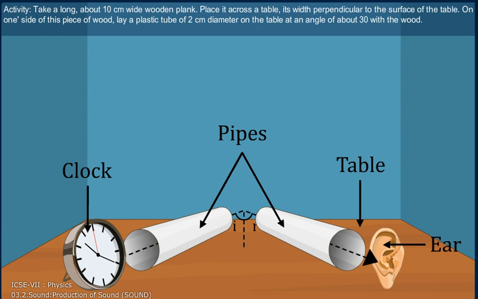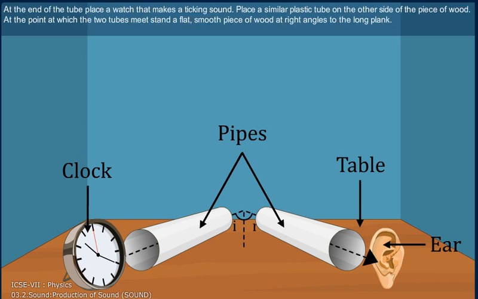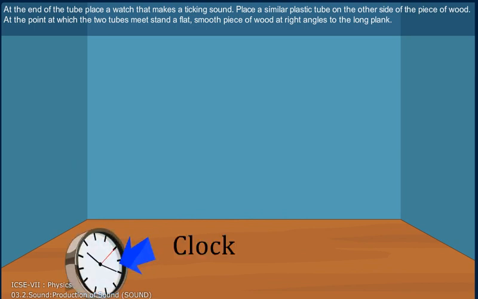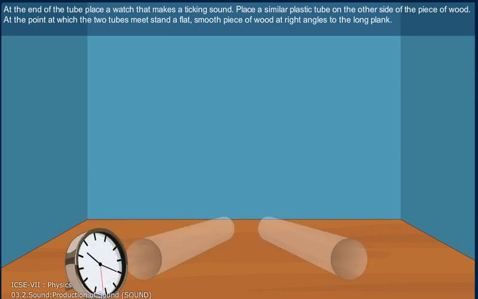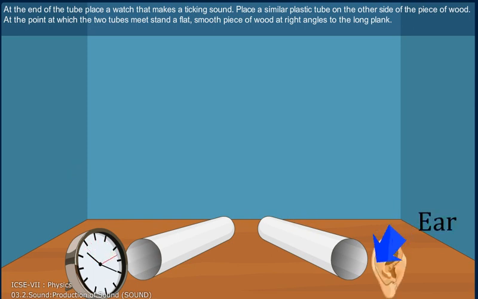On one side of this piece of wood, lay a plastic tube of 2 cm diameter on the table at an angle of about 30 degrees with the wood. At the end of the tube, place a watch that makes a ticking sound. Place a similar plastic tube on the other side of the piece of wood.